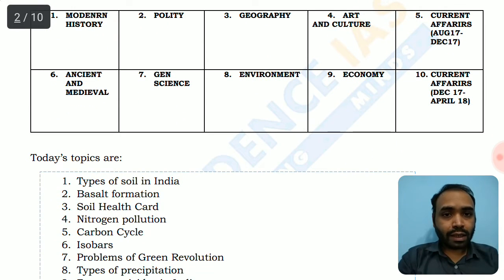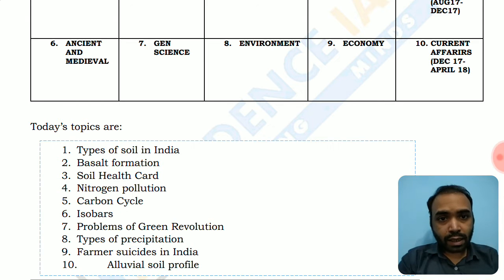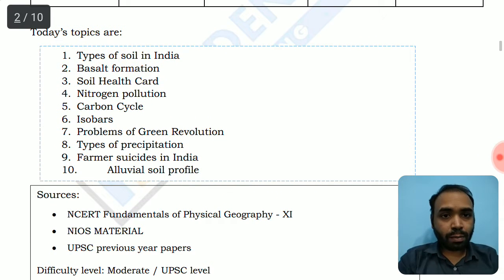So for today, the 10 topics are types of soils in India, the basalt formation and the soil health card, the nitrogen pollution issue in context of India, the carbon cycle and its effects, and the isobars, the problem of green revolution, the types of precipitations, the issue of farmer suicides in India and how it can be solved, and the alluvial soil profile.